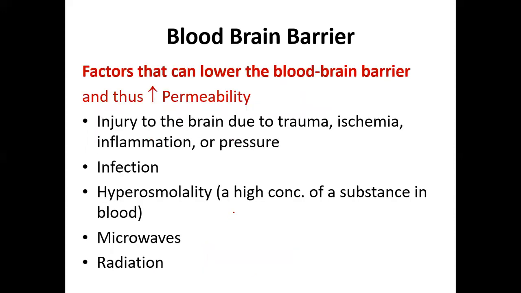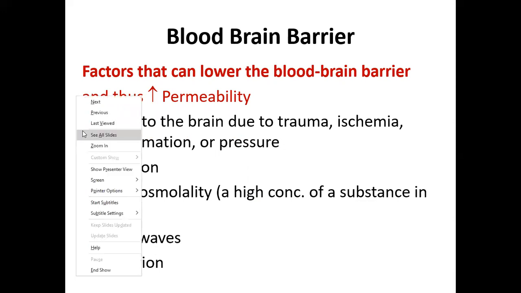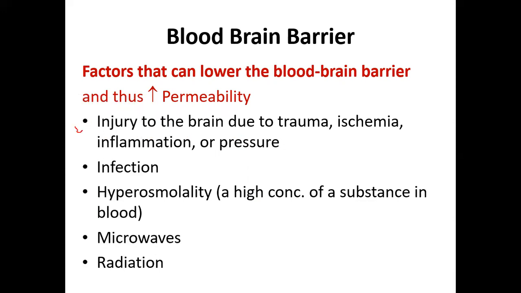There are factors that can lower the blood-brain barrier and increase the permeability, such as injury. This injury could be due to trauma, ischemia, inflammation, or pressure. There could be infections such as meningitis, there could be hyperosmolality, or microwaves or radiation, which could lead to increased permeability of the blood-brain barrier.